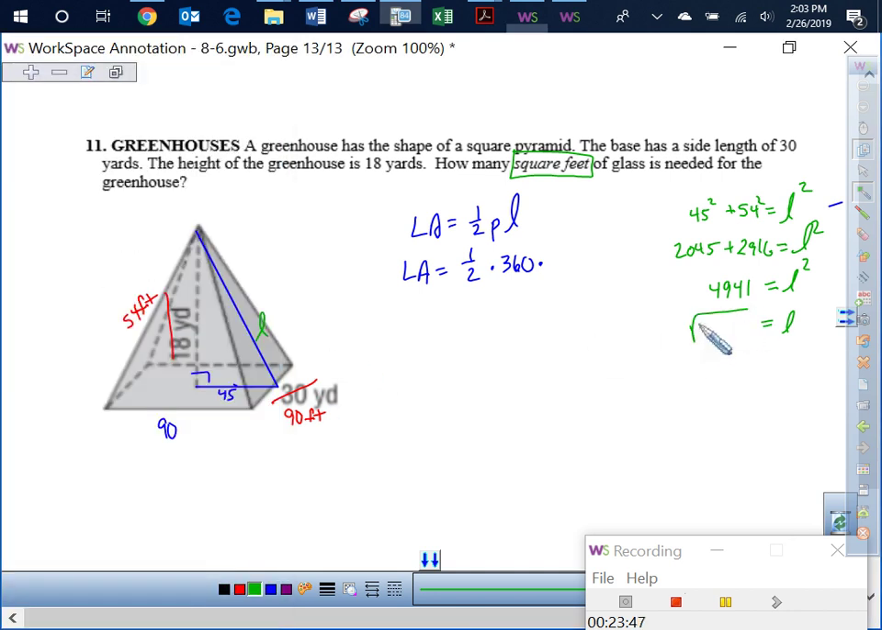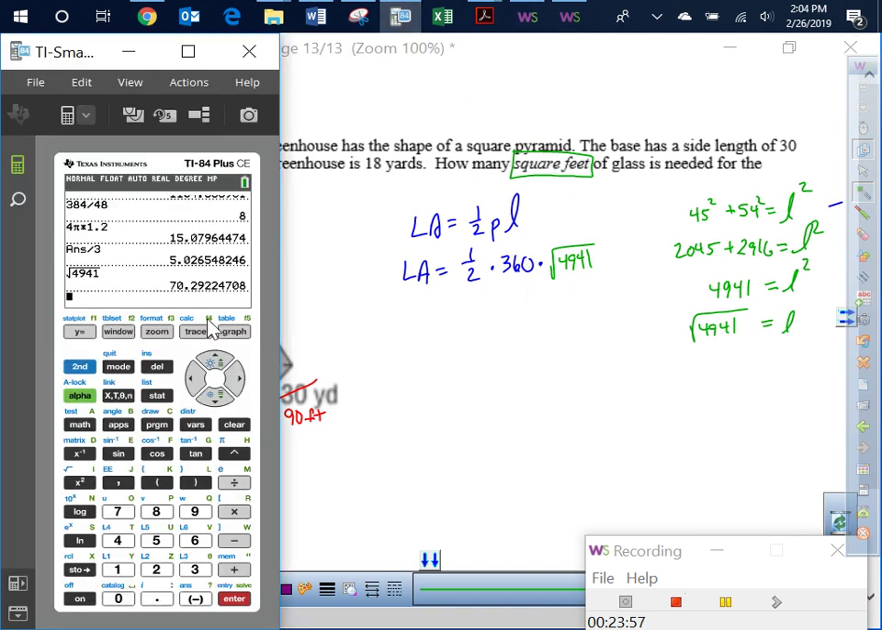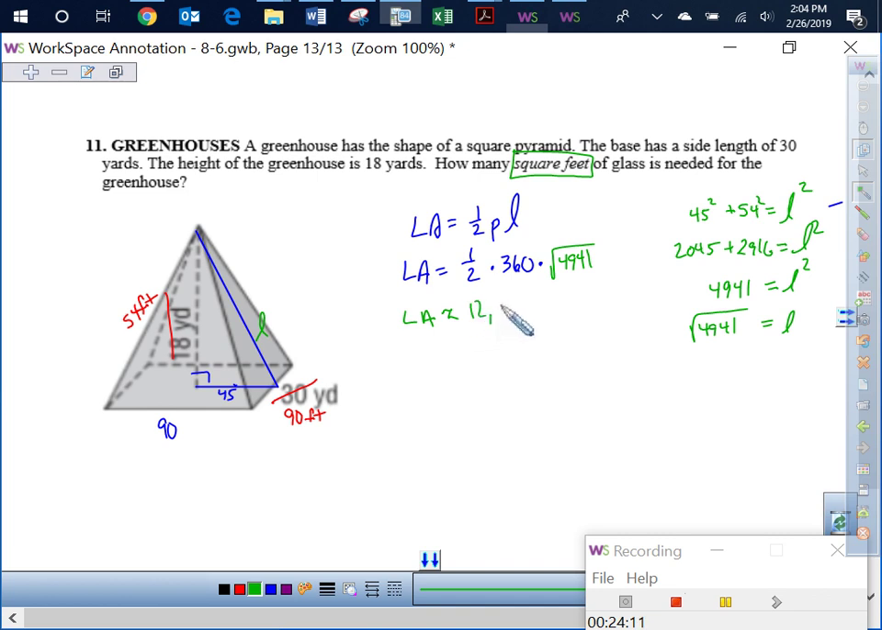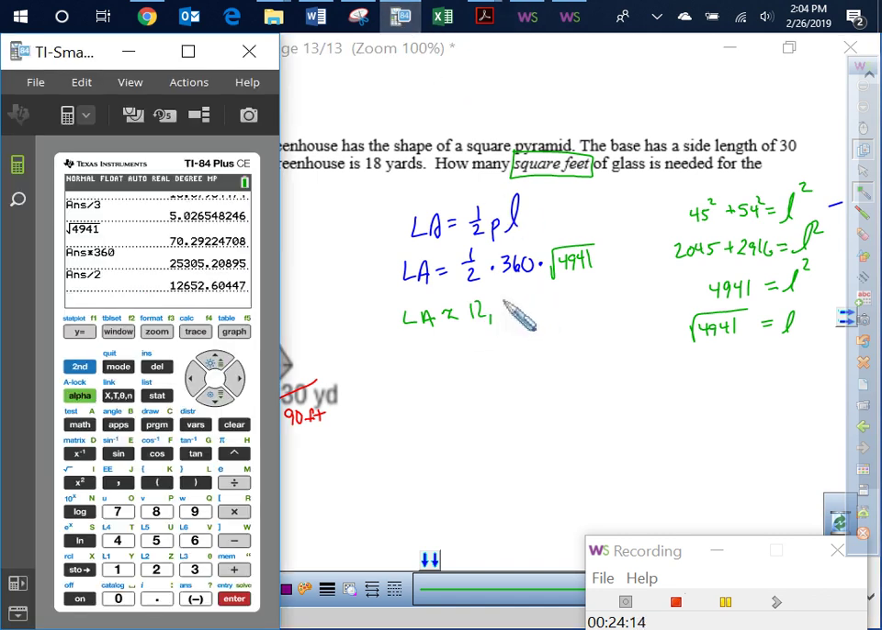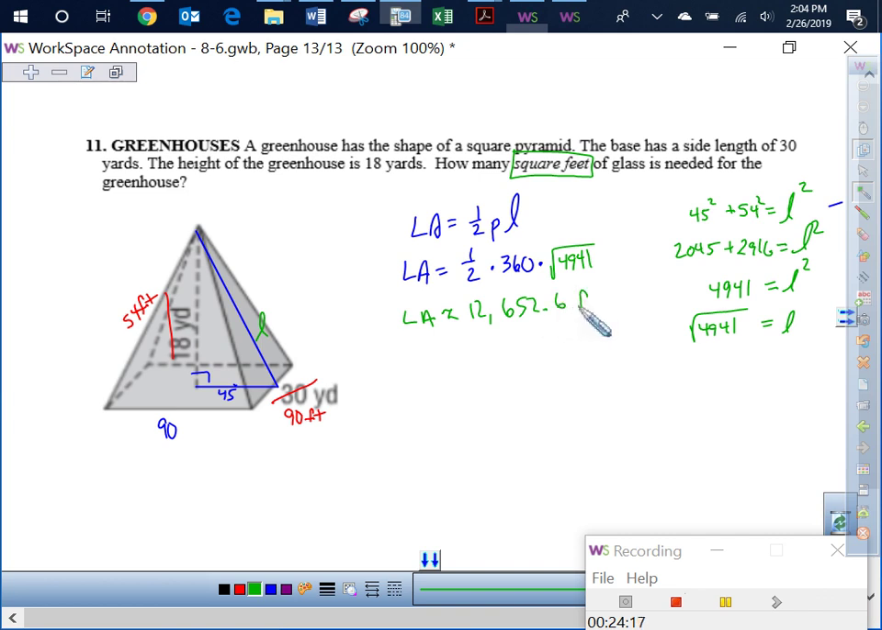So we're going to leave him the square root of 4941. So I'm going to go put him in my formula. And now, what a mess. We'll just punch all this guy in. I got the square root of 4941 punched in already. I'm not going to round him. It's going to take him times 360. Boom. And then I got to deal with the 1/2, so we'll divide him by 2. And that lateral area is about 12,652.6 square feet. So I will say, yeah, that's about 12,653 square feet is what they need.